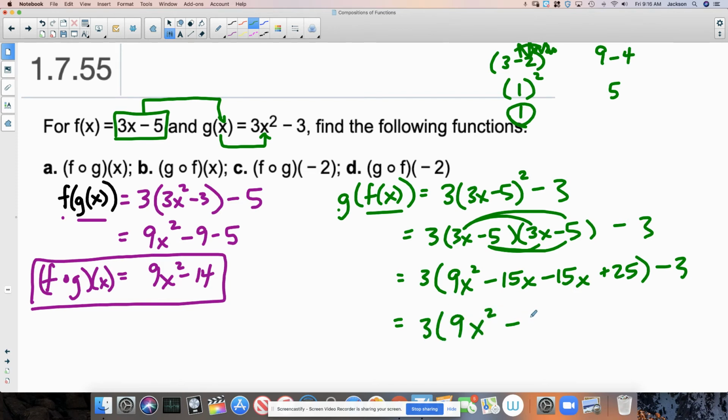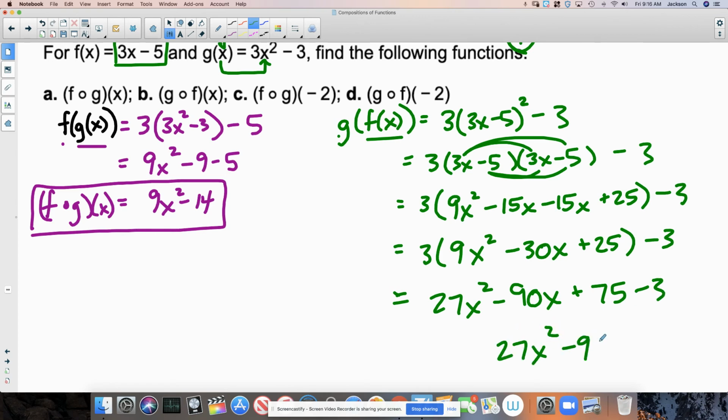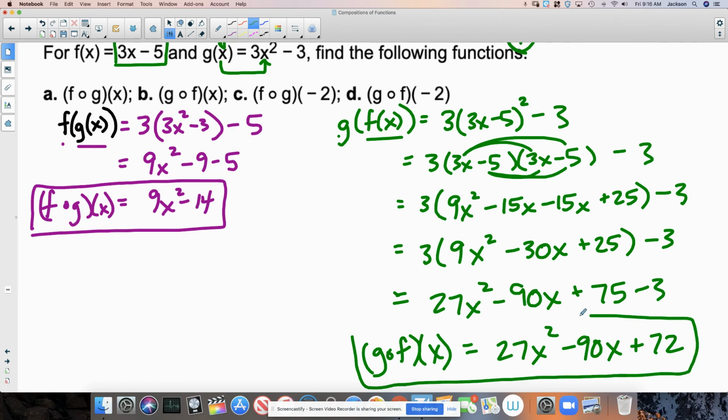operations and make sure we simplify everything that's inside the parentheses first. So we end up here. And then we'll distribute that 3. So this becomes 27x squared minus 90x plus 75 minus 3, for a grand total of 27x squared minus 90x plus 72. So here is our function g of f of x. I realize this is a little bit of work, but them's the breaks. This is what happens when you're having to follow the order of operations in mathematics.